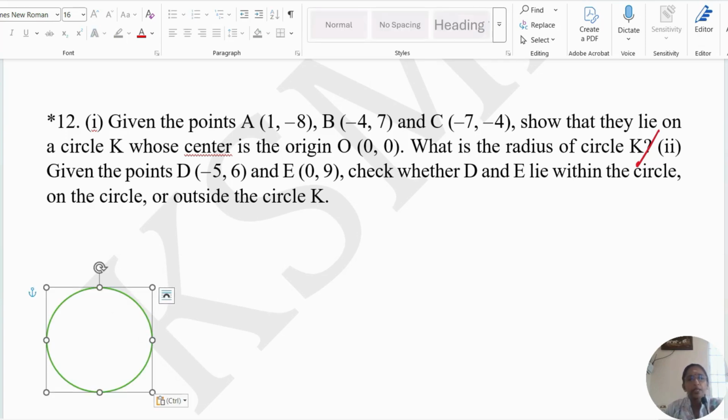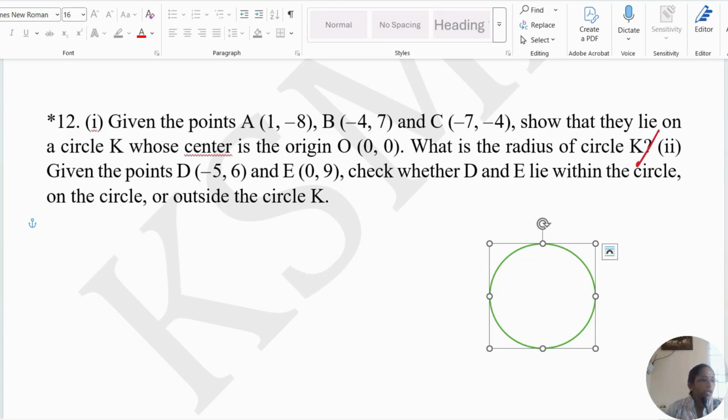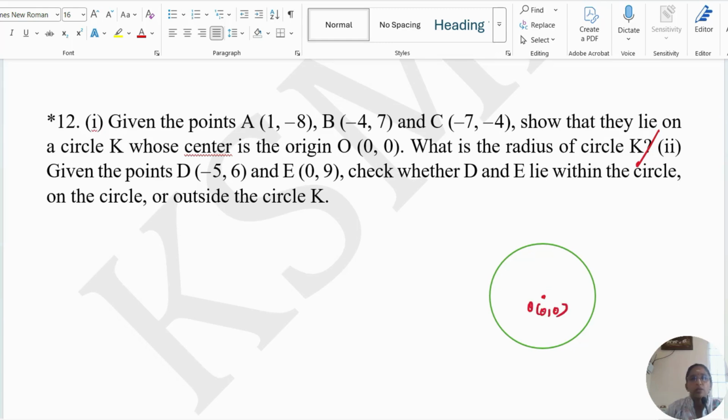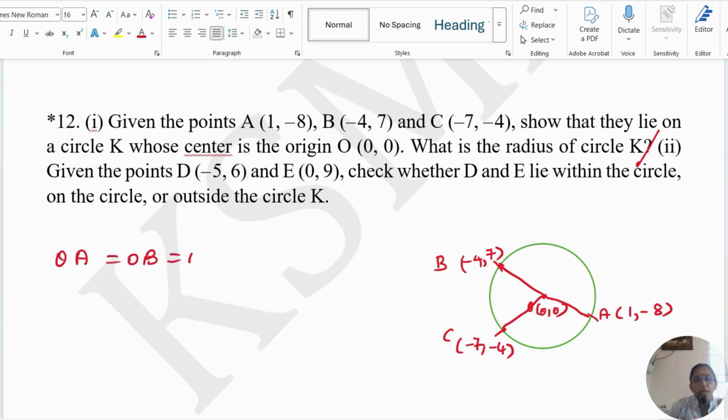So first of all, you have to understand. So this is our circle. Now they have given the center of the circle is O, that is (0, 0), and point A is (1, -8), point B is (-4, 7), and point C is (-7, -4). So if you connect OA, OB or OC, this is nothing but a radius. So with the center O, OA, OB and OC are all radii of this circle K.